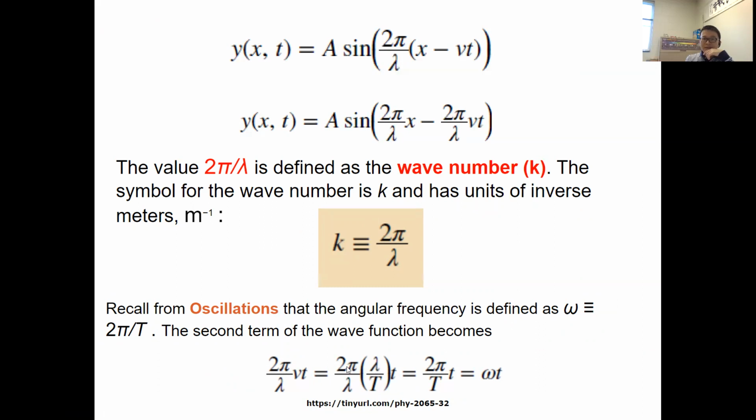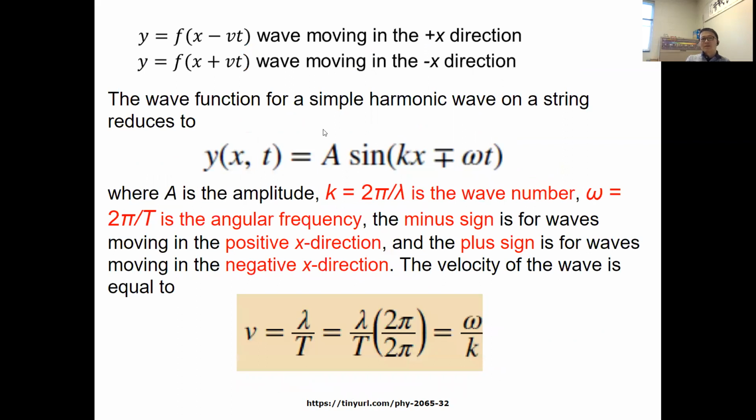Let's take a look at this term. If v is written as lambda over T, then lambda cancels and it becomes 2 pi over T, and we call this omega. We learned that, the angular frequency. So then it becomes a sine of kx minus omega t, and plus omega t if it is propagating to the left, where v is equal to lambda over T. If you do 2 pi over T, that will be omega. Lambda over 2 pi, that will be 1 over k. So you can also calculate v as omega over k.